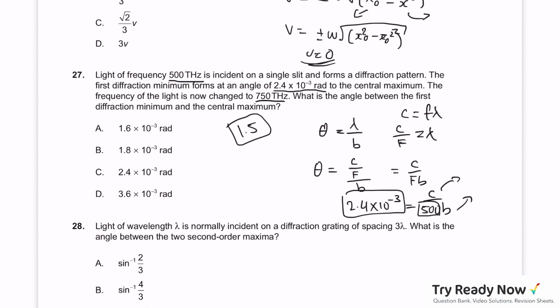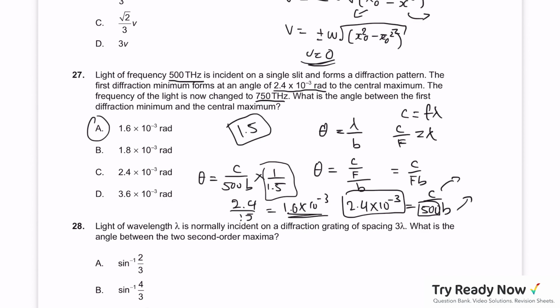I'm just going to copy this over, and we multiply the bottom term, the frequency, by 1.5. So we have to take our answer here and divide by 1.5, because we're increasing the frequency to 750. We get 2.4 divided by 1.5, which is equal to 1.6 times 10 to the power of minus 3 radians. So for question 27, our answer is A.